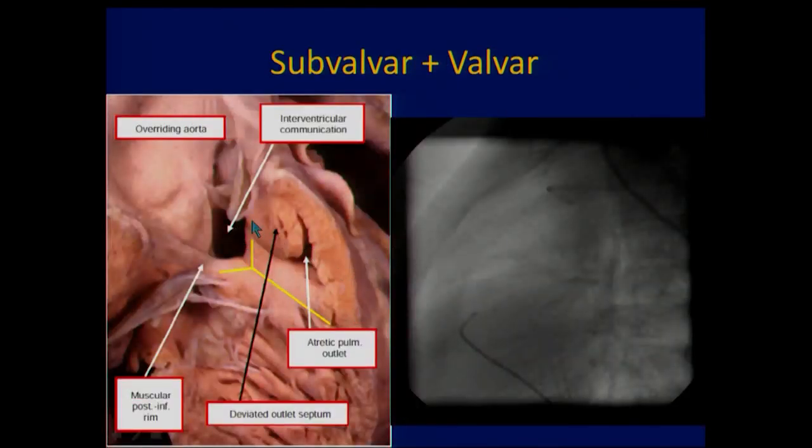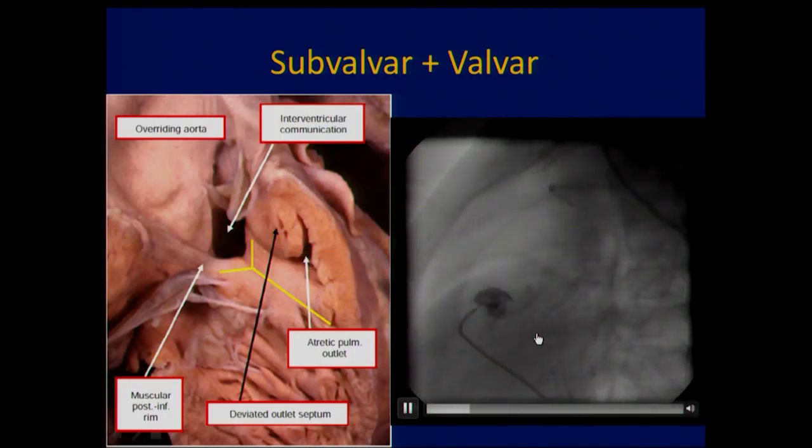Then you can have a subvalvar atresia, and you can see this is the outlet septum which has got deviated anteriorly, and you can see that the fusion is only in this segment. So you have probably a short segment atresia, not very short segment, but a short segment atresia. Had this entire septum got fused to the free wall, you would have had a very long segment atresia.